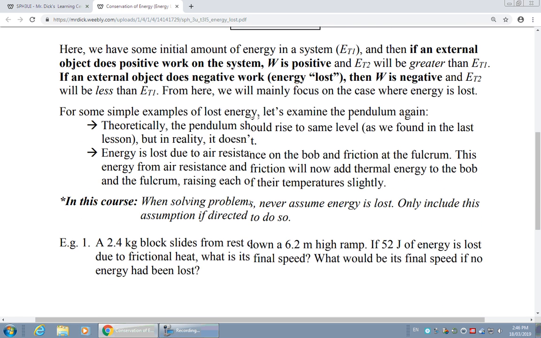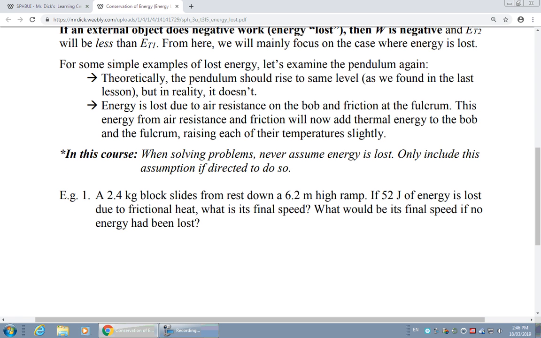Even if we take an example we've seen before, we can think about how energy would be lost. So we talked about the pendulum in our previous note, and we talked about how theoretically the pendulum should always rise to the same level that it started from as it swings back and forth. But in reality it doesn't, because there will be some energy lost due to some air resistance.